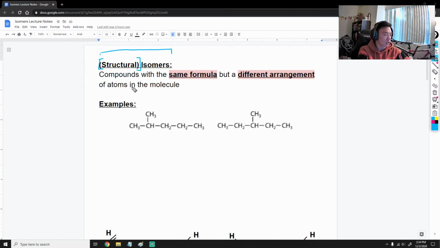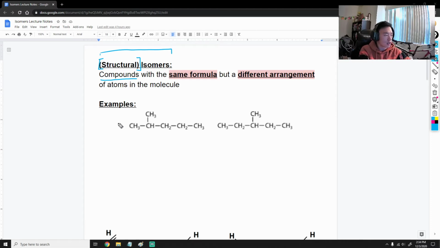So structural isomers are basically compounds or chemicals, molecules that have the same formula, but they have a different arrangement of atoms. So basically, they have the same number of every single atom inside that molecule, but they're arranged a little bit differently. So we have a couple examples that we're going to go over here. If you look at this example, we have two different molecules.